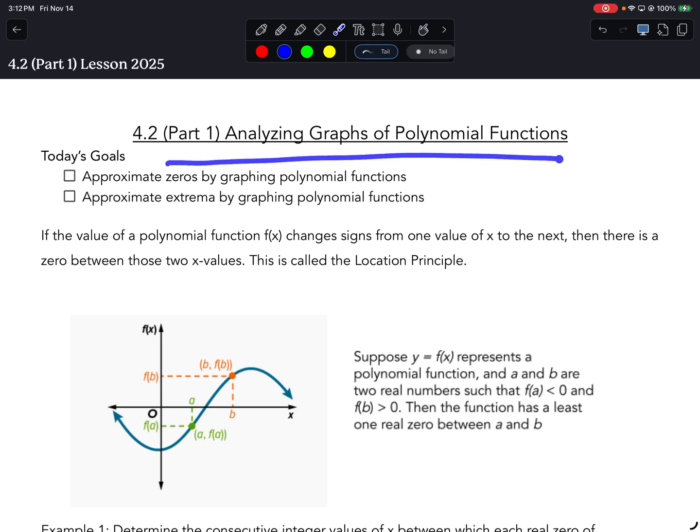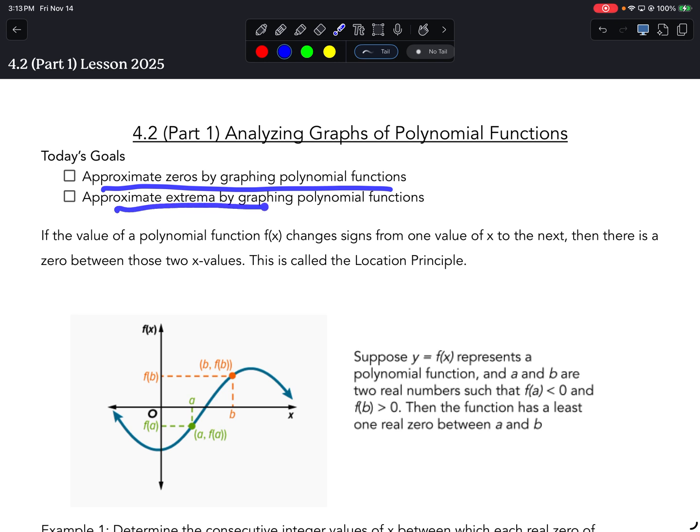4.2, we are analyzing graphs of polynomial functions. We're going to approximate the zeros by graphing and then approximate extrema. So what does extrema mean? It means like maximum or minimum values within the function.